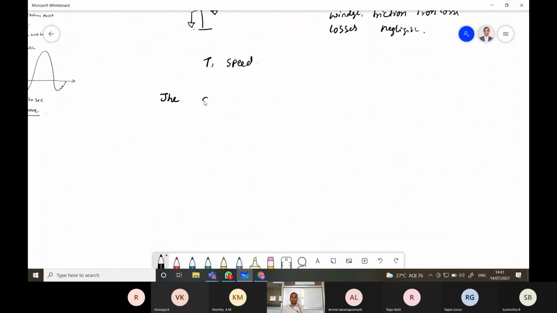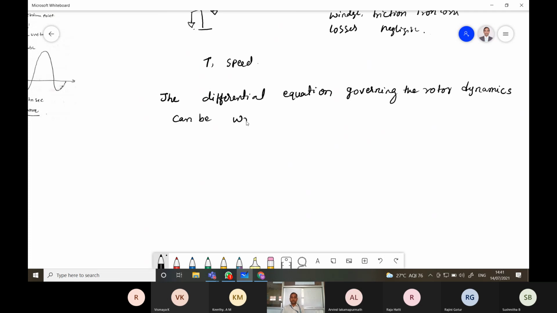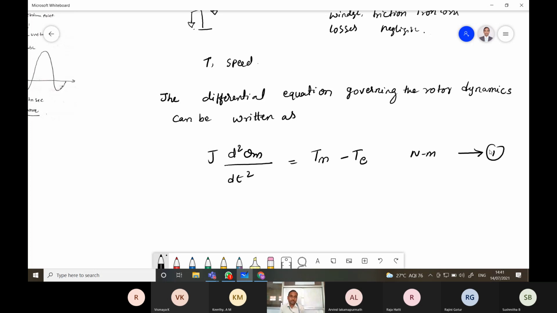the differential equation governing the rotor dynamics can be written as J d square theta m by dt square equals Tm minus T, in Newton meter. Consider this equation number 1. In the last class we discussed the rotor dynamics, the equation Tm minus T, and this is the continuation of that. J is the rotor moment of inertia.